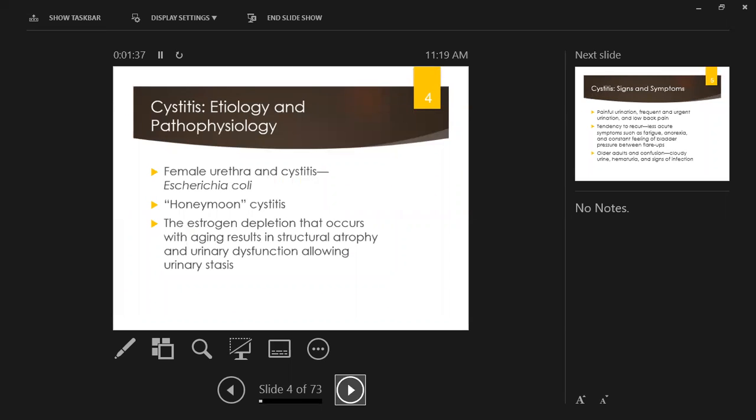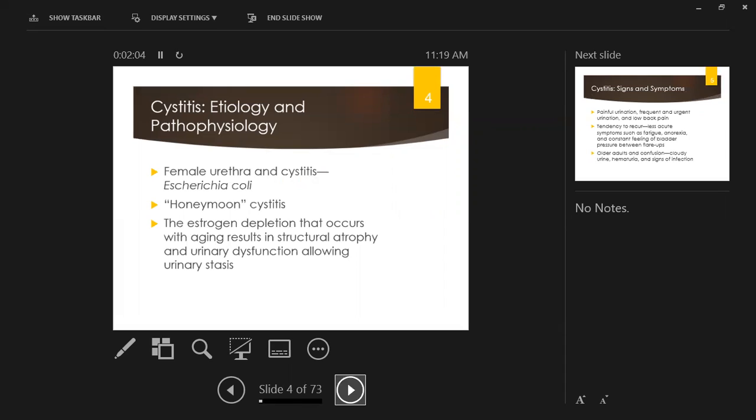So, cystitis, what is it? Etiology and pathophysiology. Well, cystitis is an inflammation or infection in the female urethra alongside bladder infection, cystitis. So this can be caused by E. coli primarily. Infection of the urethra is urethritis. Inflammation or infection of the bladder is cystitis.